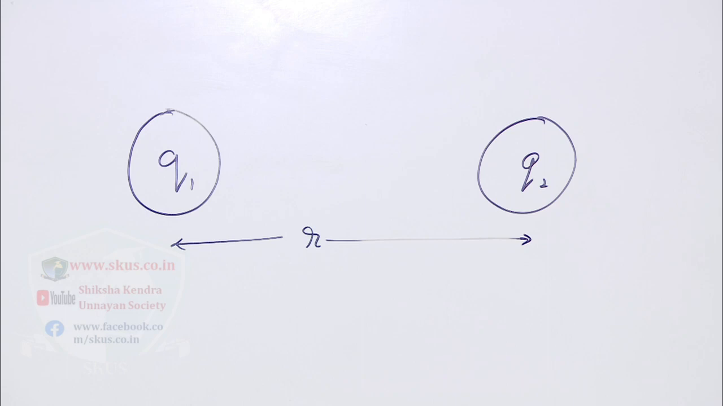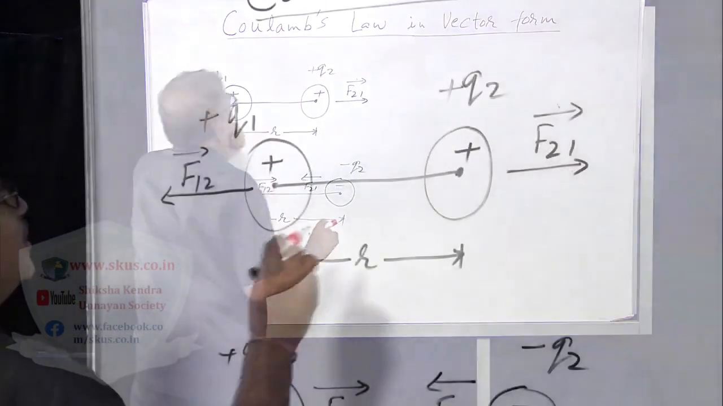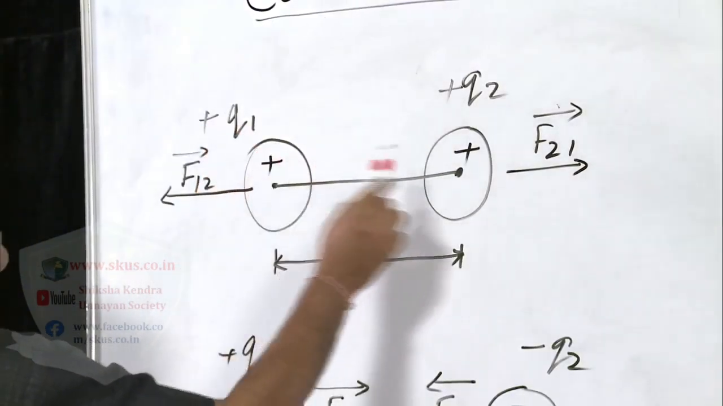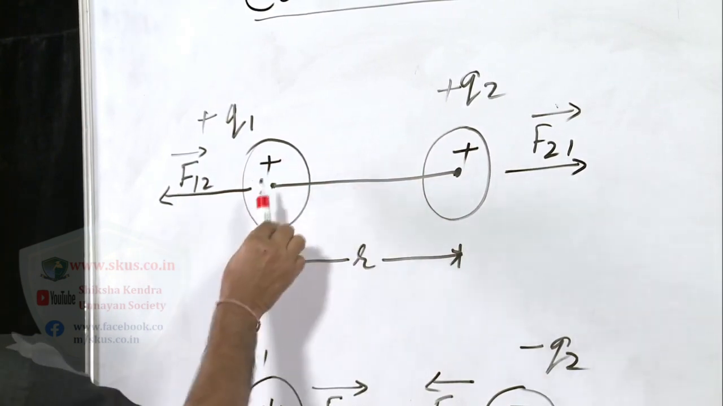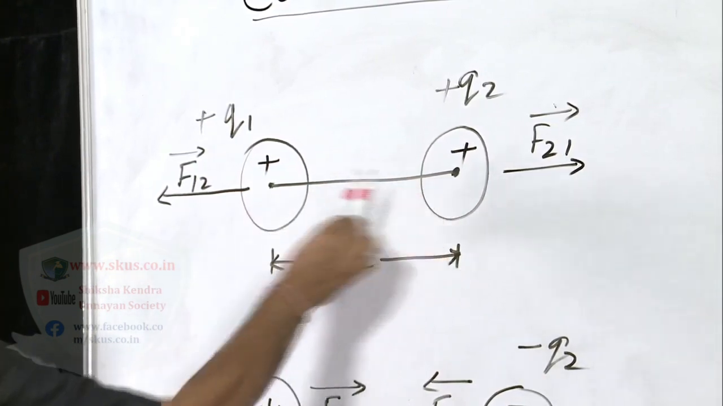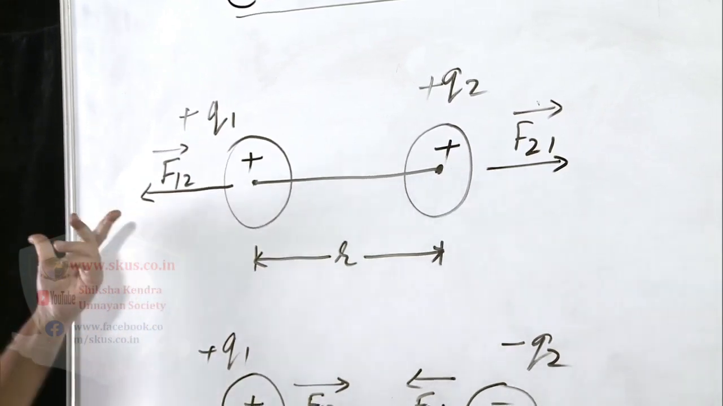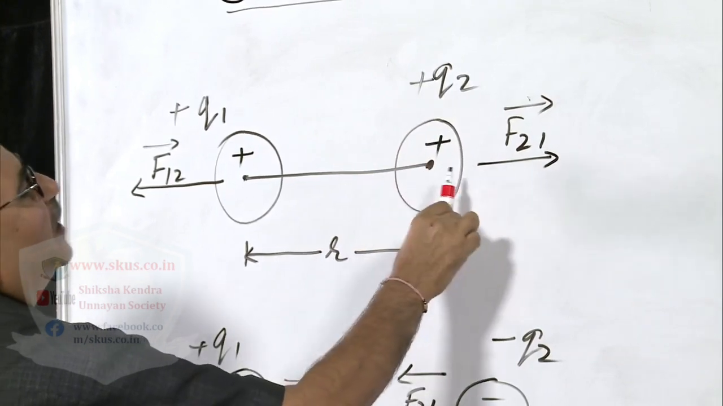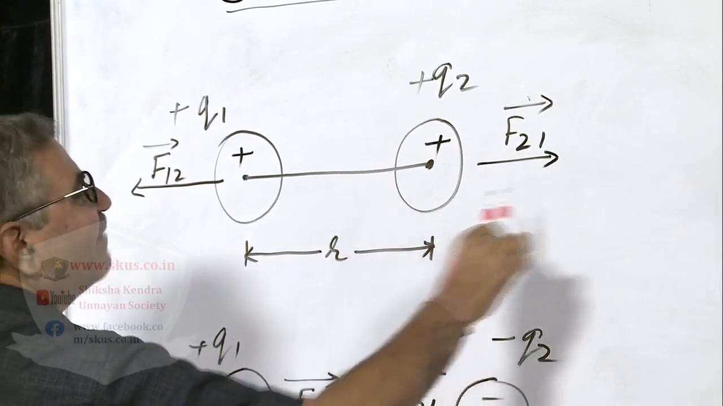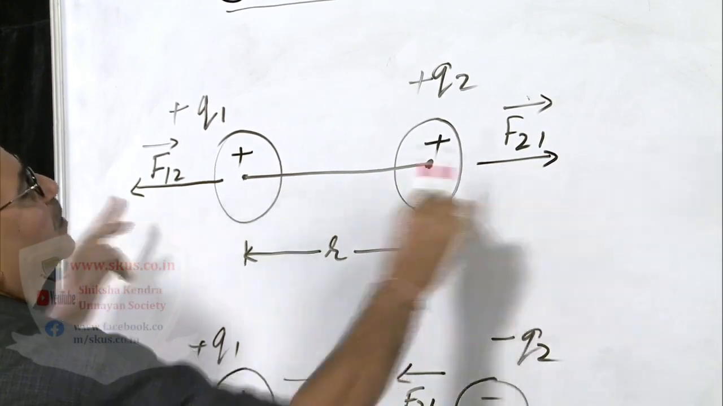Let us come to the figure and see how the force acts on these two charges. This is charge plus Q1, this is charge plus Q2. Now the force on charge 1 due to charge 2 will be in this direction, from right to left, and then the force on charge Q2 will be in the direction from left to right. So F12 and F21 are in opposite directions.